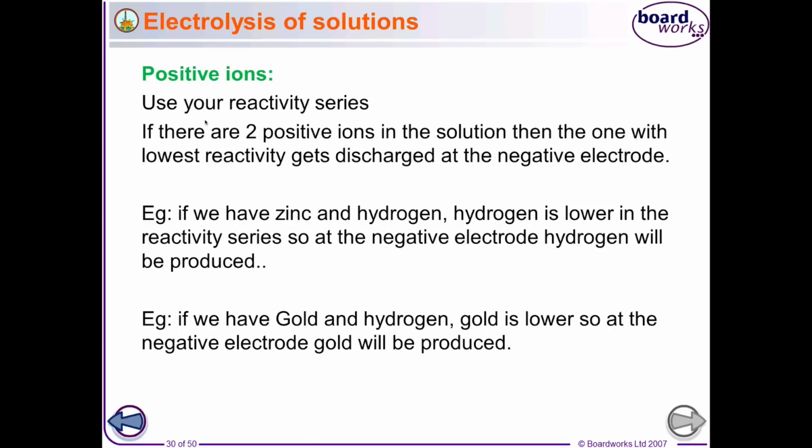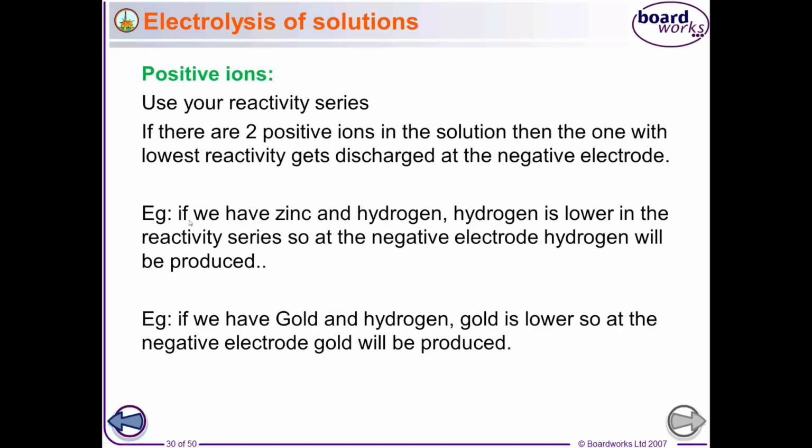Right, so dealing with the positive ions next, it's very important in this one, because when you've got electrolysis of solutions, you're going to have a positive ion from your ionic compound, which will probably be a metal, and you're also going to have the H+ ion from the water. So you've got to decide which one is going to get produced. Now, to do this, you use your reactivity series, and if there are two positive ions in the solution, then the one with the lowest reactivity gets discharged at the negative electrode.